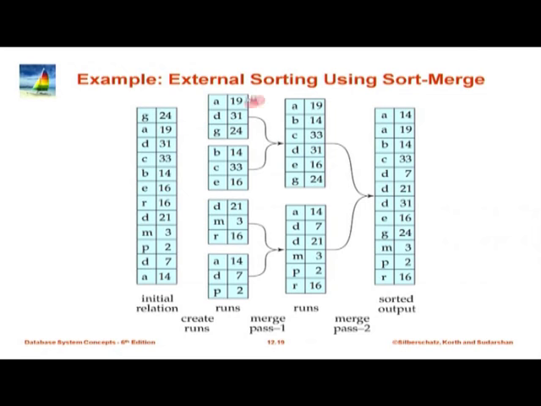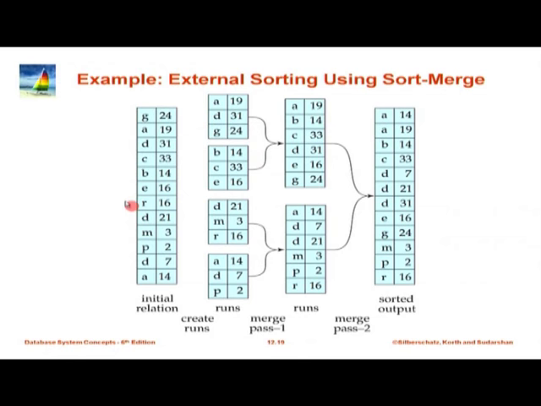And I'm going to write that out to the file. Similarly, I'll pick the next 3 records, C, B, and E, and I'm going to sort it and write it out. So what is the sorted order I get? B, C, E. And if you see, the other attribute goes along with it. So B14 comes first, C33 is second, and E16 is third. So these 2 have been written off to disk as files.